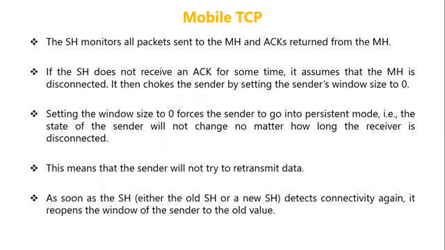The disadvantage of MTCP is that the SH does not act as a proxy like how the access point does in indirect TCP. Packet loss on the wireless link due to bit error rate is propagated to the sender. And MTCP assumes a low bit error rate, which is not always a valid assumption.